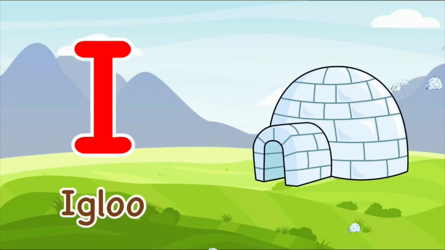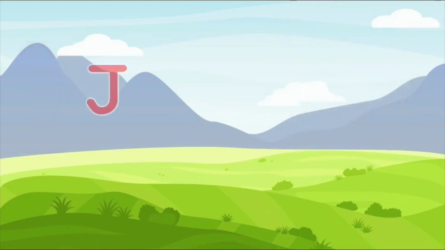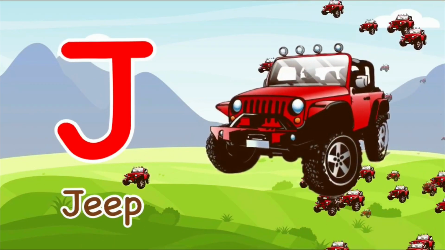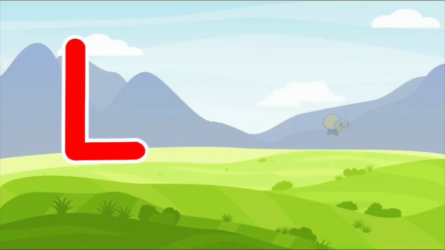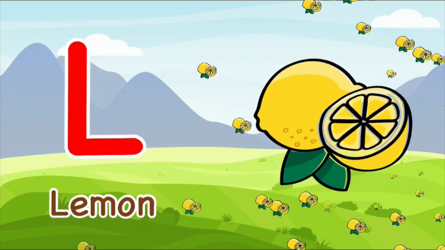I for igloo. J for jeep. K for key. L for lemon.